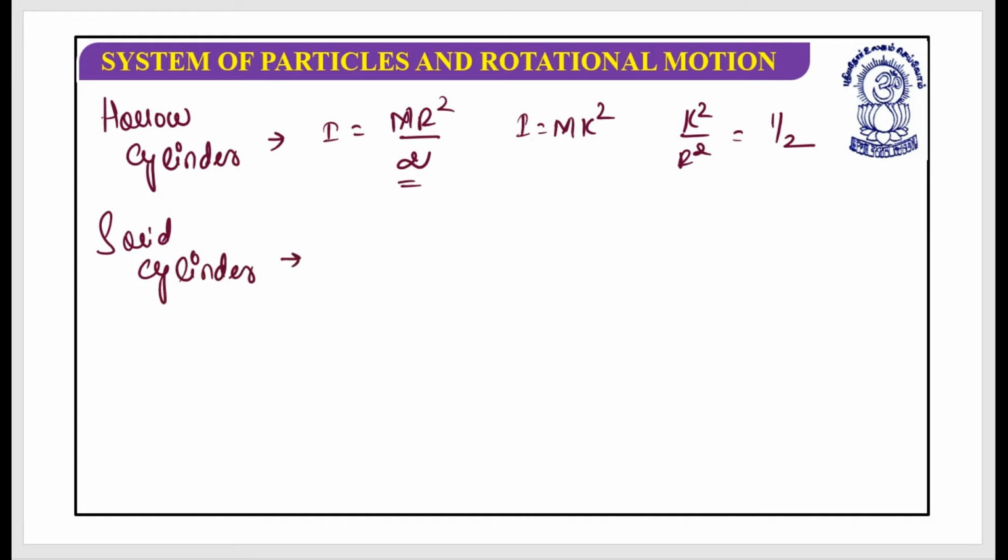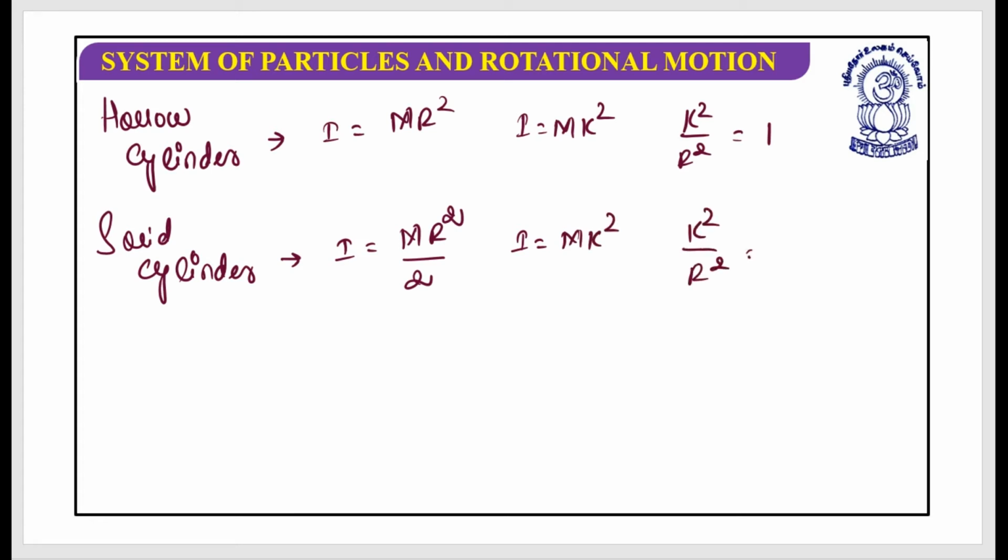its moment of inertia would be equal to mr square by 2. I made a mistake. For a hollow cylinder, it's mr square only. So k square by r square is equal to 1 only. For a solid cylinder, it is mr square by 2, and this would be I equal to mk square. So k square by r square is equal to 1 by 2. I hope this is clear.